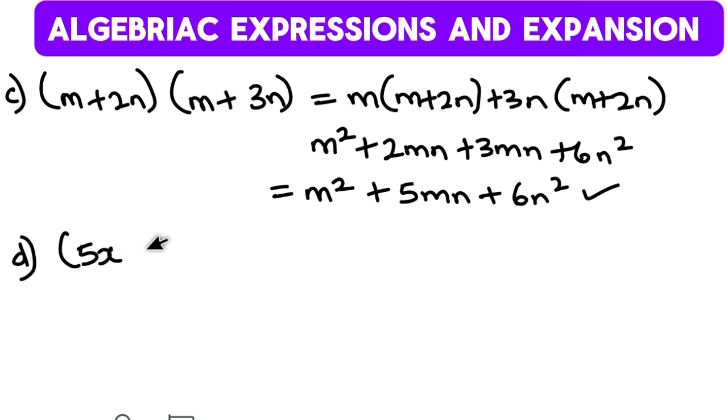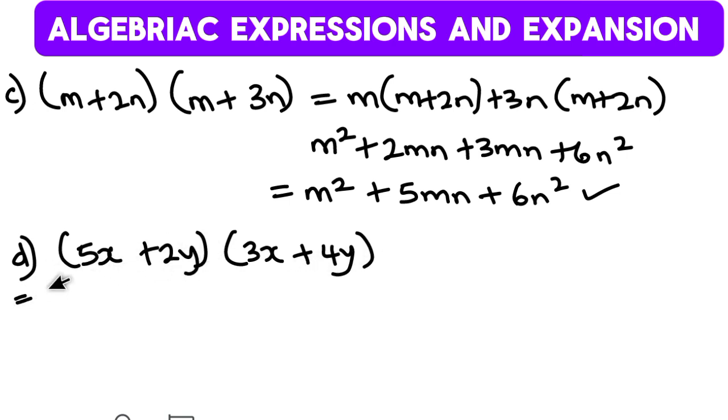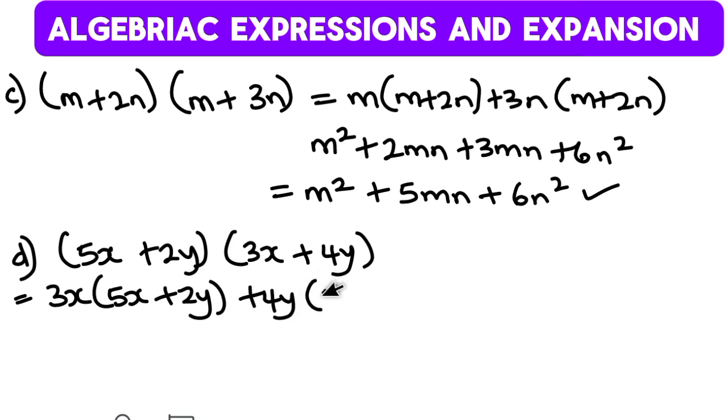Finally, let's solve another example. 5x plus 2y times 3x plus 4y. So we are still going to use the same method, using 3x to multiply this in bracket, using plus 4y to multiply this in bracket. So this will be equal to 3x multiplied by 5x plus 2y, then plus 4y multiplied by 5x plus 2y. We have expanded this expression.